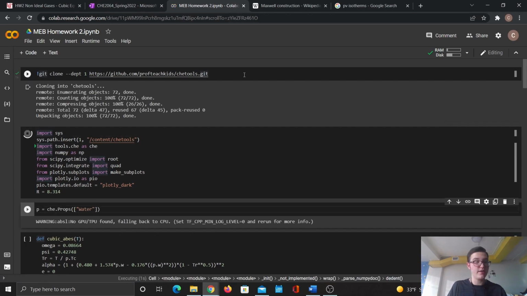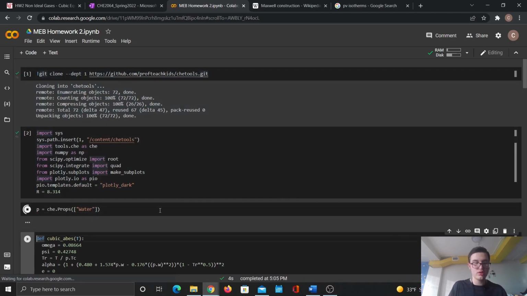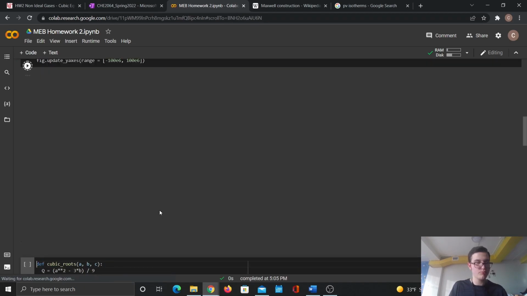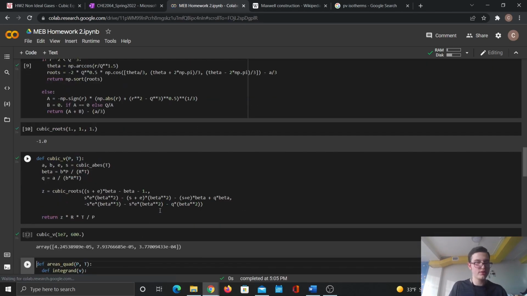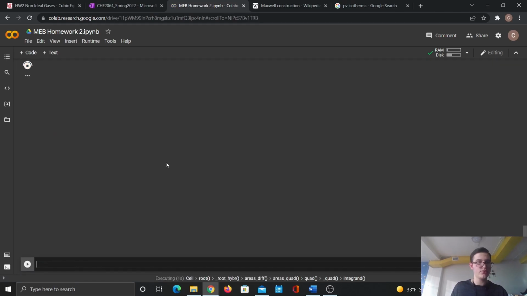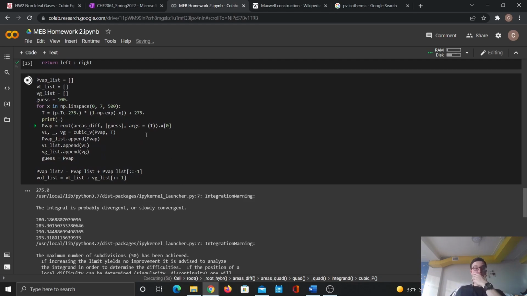Because it seems to have saved some variables from other things. Good, our graph is correct. Cubic V is still correct. Areas. You are still running slow. Why are you running slow?